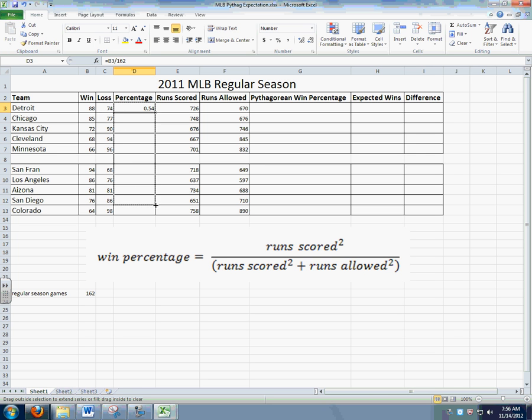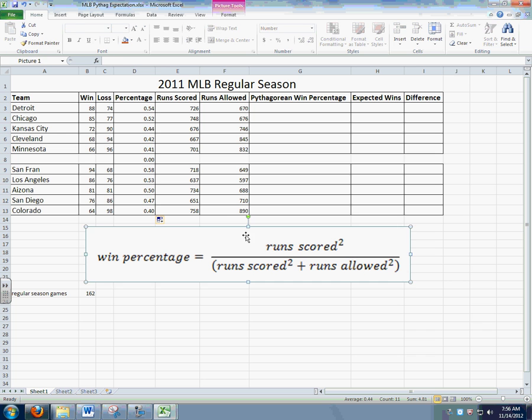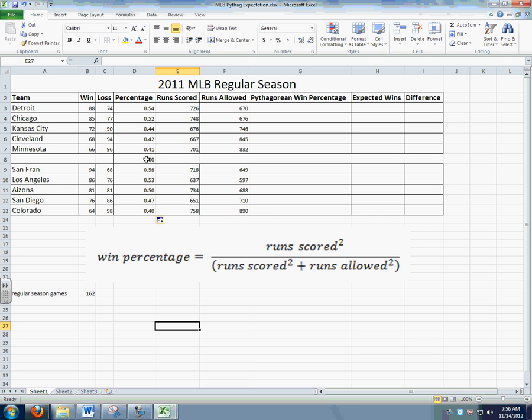Shortcut, so I can drag this all the way down and it'll fill it in for me for all the other teams. So we don't need this one, there's no data there. So if you click here, they took B7, so Minnesota's wins divided by 162. Okay, so there's one shortcut.